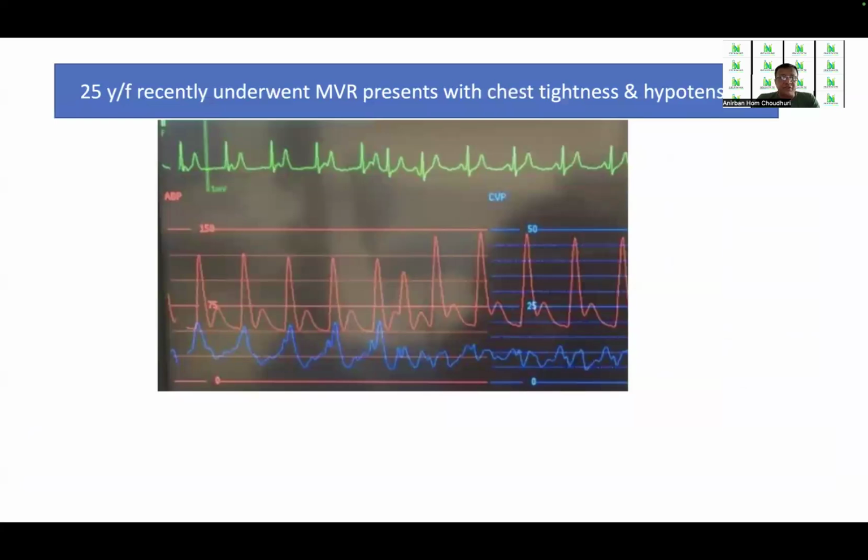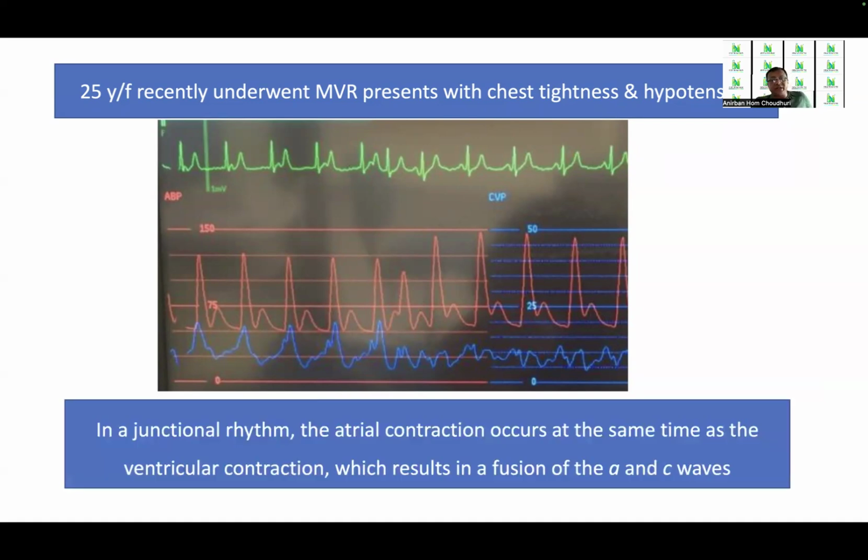Coming to the next case, a 25-year-old female recently underwent MVR and presents with chest tightness and hypotension. Here you can see clearly there are two distinct forms of CVP waves, one which are reasonably taller and bulkier on the left, and the shorter ones on the right. Likewise, you can see that the tracings of the arterial line are also varying in their peaking. Now, this is what is called the junctional rhythm.